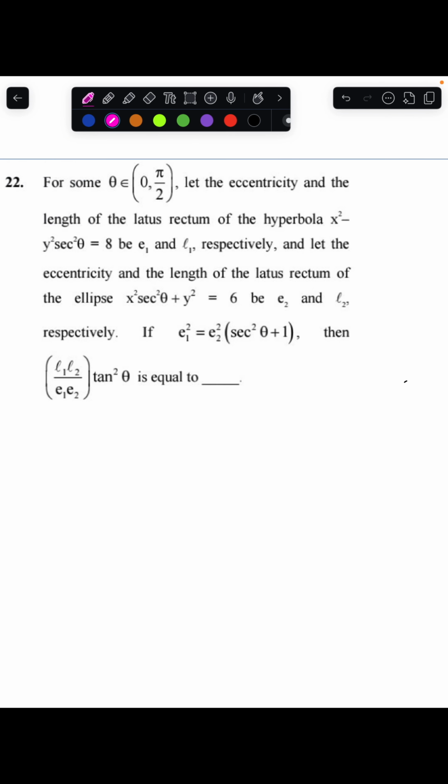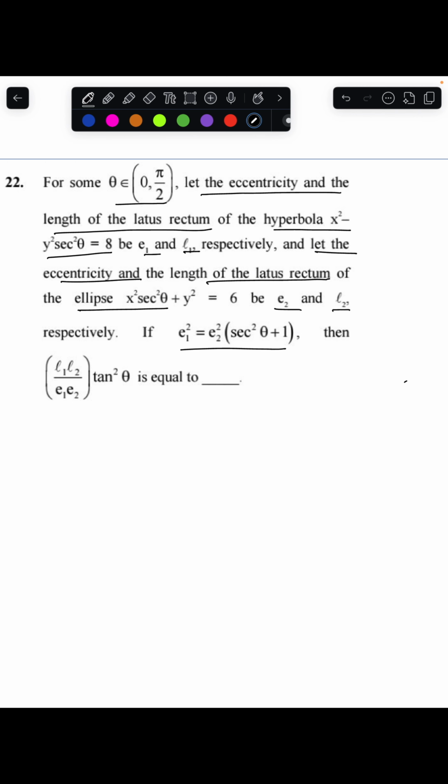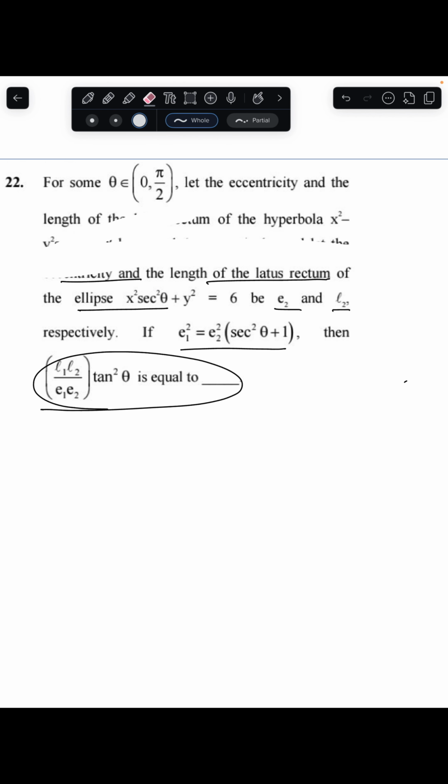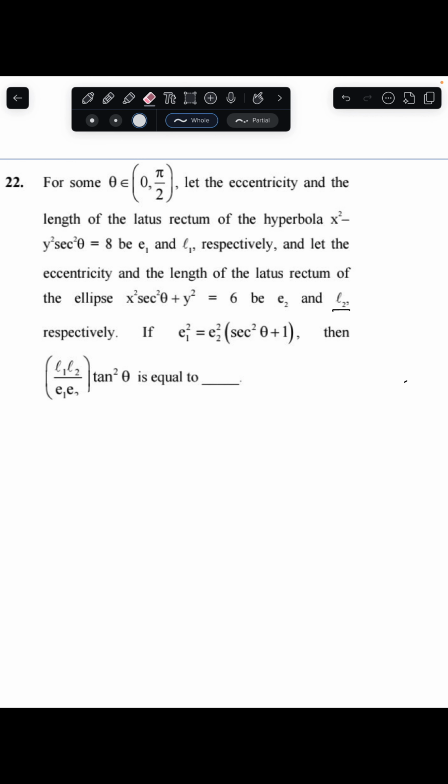See the 22nd question. 22nd question, what is given here? For some theta belongs to (0, pi by 2), let the eccentricity and length of latus rectum of the hyperbola be e1 and l1, and let the eccentricity and length of latus rectum of the ellipse be e2 and l2, and one condition is given and they are asking for this expression value. So it's a geometry question. So let's write the data that is given here.